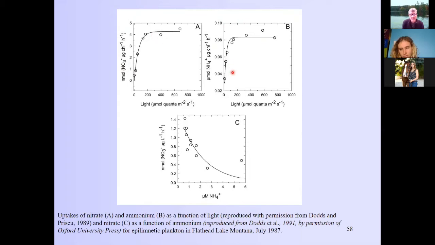In contrast, ammonium is also sensitive to the light concentration, but not as sensitive as nitrate is. Can anyone remember, think about why that might be?